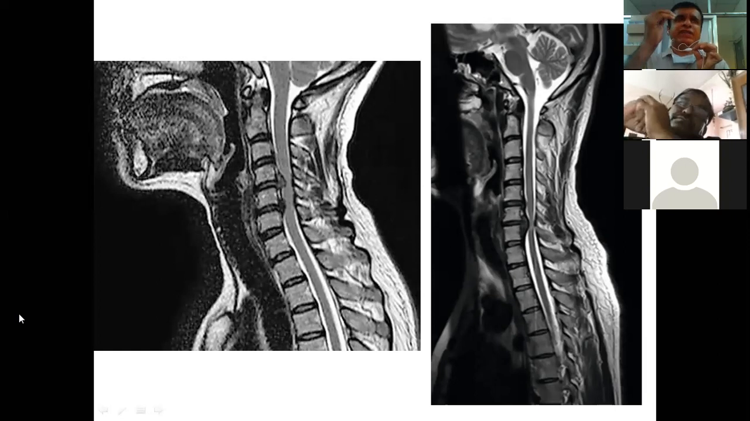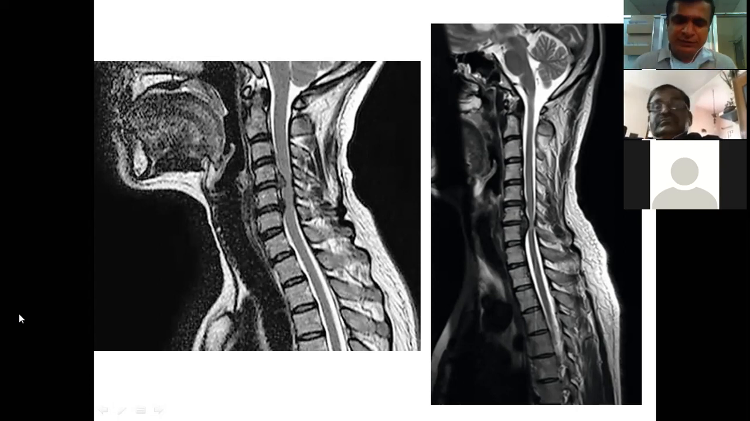In the axial view, if there is a central disc prolapse, you should look for cord compression, cord edema and myelomalacic changes. If the compression is only at the level of the disc, it's okay. If you are seeing compression of the cord above or below, you should think regarding ossified posterior longitudinal ligament.